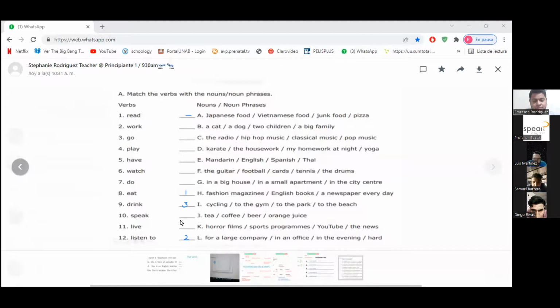¿Cuál, cuál? Three with I. Es que la number three. Go to the gym, go to the park, go to the beach. La tres, la cuatro sería en la F. La four en la F. Play the guitar, play football, yes.